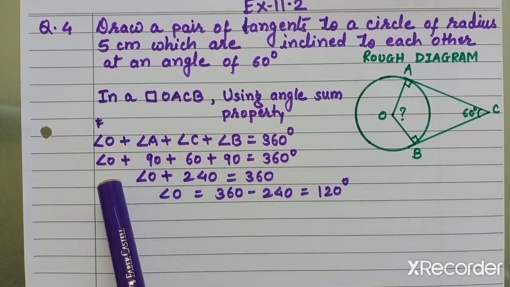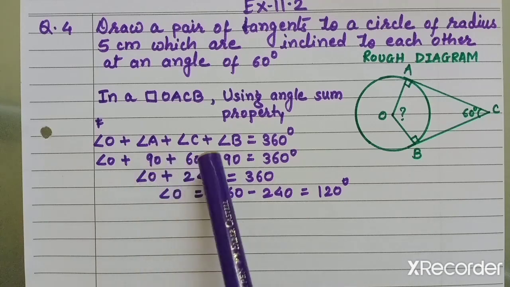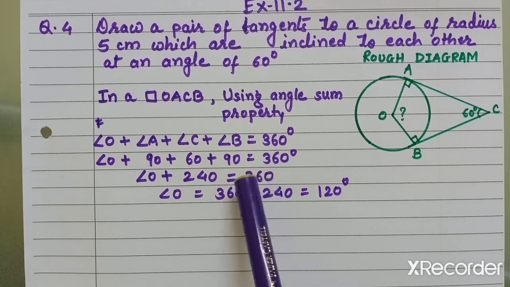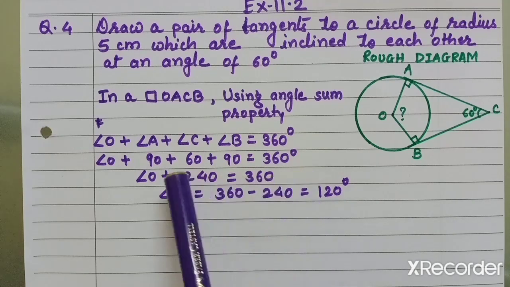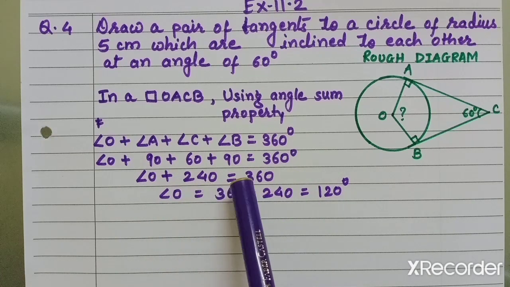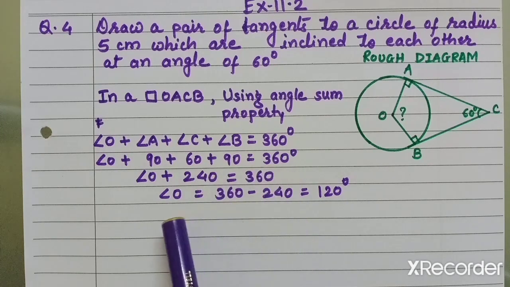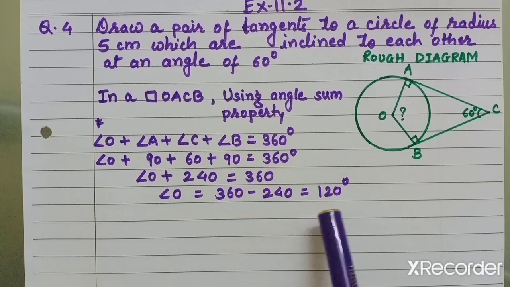Angle O, which is the central angle, we have to calculate. Angle A 90 degrees, angle C 60 degrees, angle B 90 degrees. Sum is equal to 360. This 90 plus 60 plus 90 is 240. Shift to the other side. So the measure of angle O is 120 degrees. That means the central angle is 120 degrees.